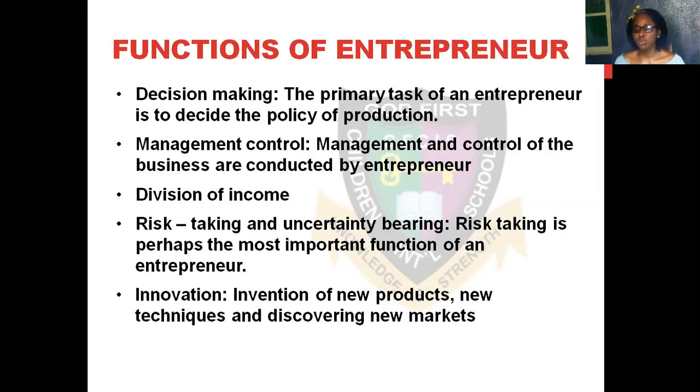Two, management and control. Management and control of the business are conducted by the entrepreneur. They are in charge and they control whatever happens in the organization or in the production of whatever resources they are producing. Three, division of income. They are in charge of giving out income or paying salary to the laborers.